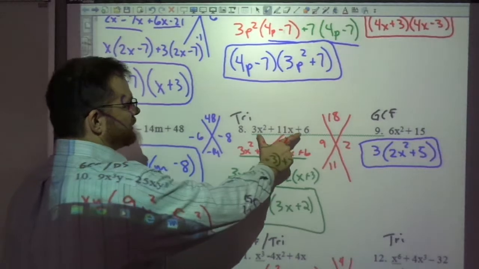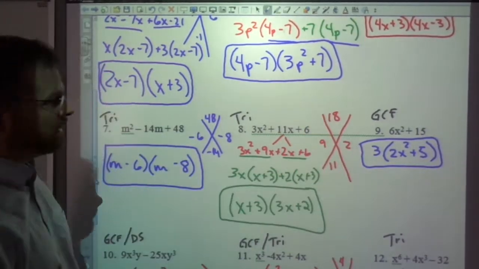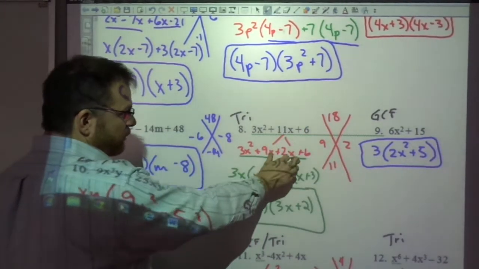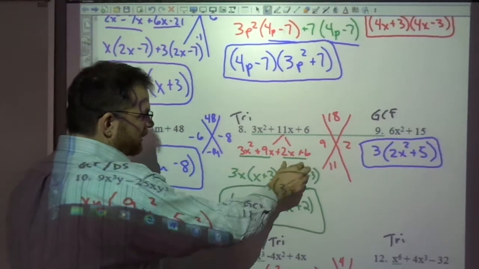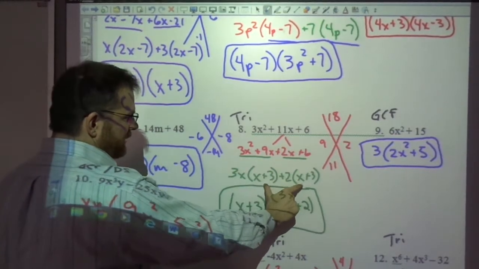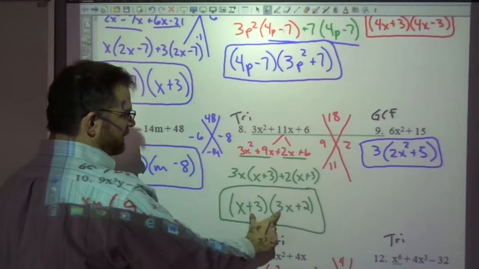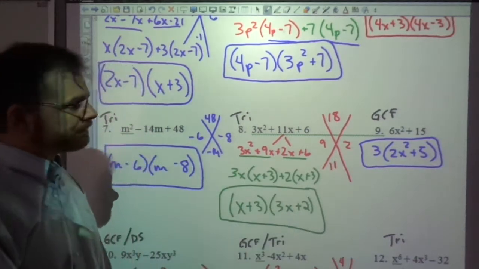This is a trinomial that's not as easy because of the 3. So I multiply first times the last. That adds up to the middle. 9 and 2. I replace the middle term with those. Grouping. They have an x plus 3 in common, so that comes out front. Leftovers are 3x plus 2.